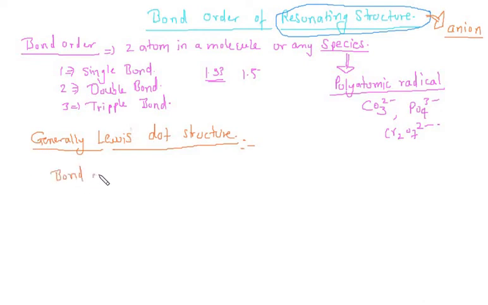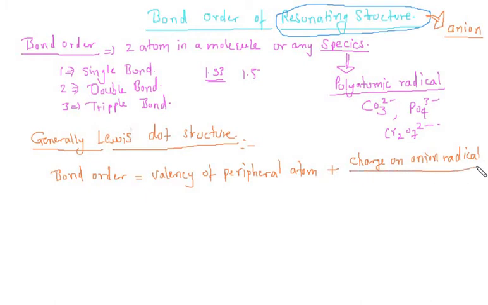Bond order is equal to valency of peripheral atom plus charge on anion radical, divided by total number of peripheral atoms. But keep one thing in your mind, this is only and only the formula for resonating structures, in which you generally have the bond order in fractions. This will be quite easy for you.